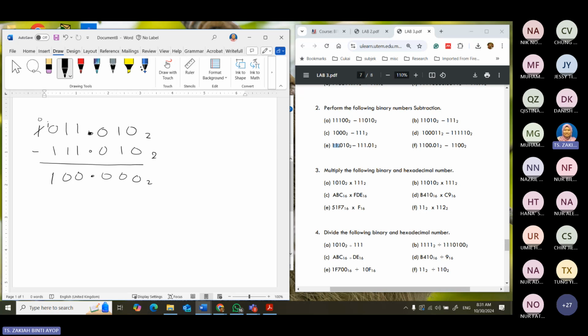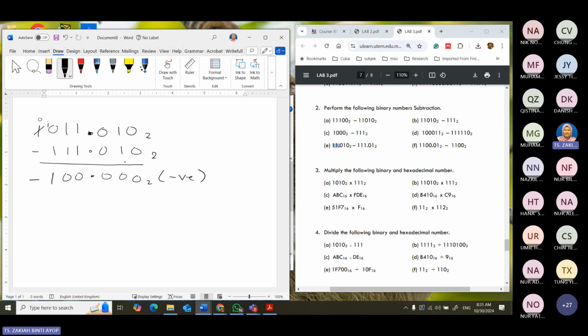Although, I told you before, right? A negative number cannot be represented in binary. But in this case, you may write like this. If you want to write the negative in the front, also can. Because this is like a number subtraction, the normal way that you do when you do decimal.